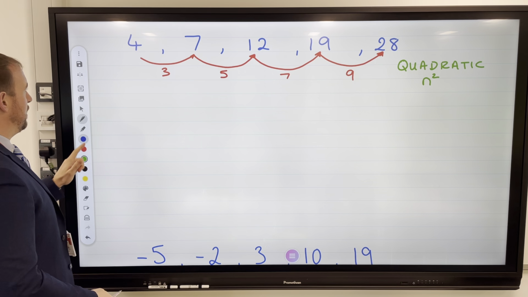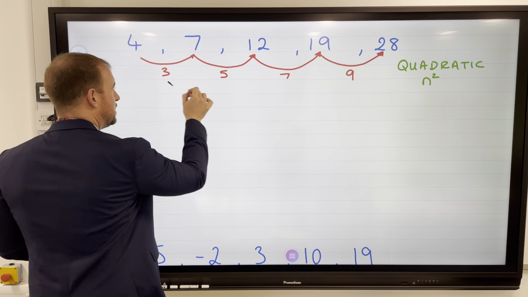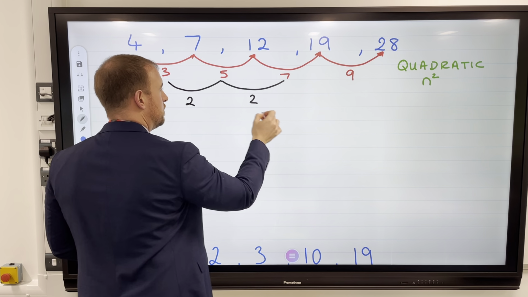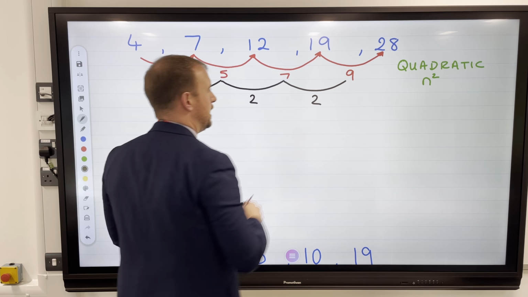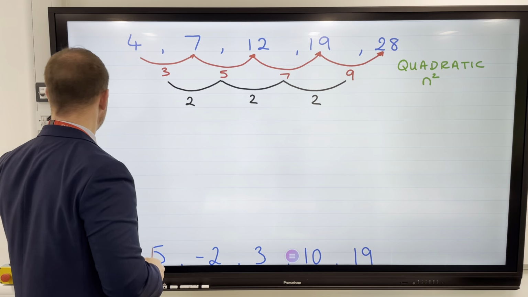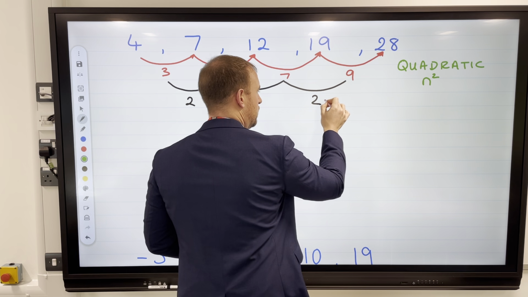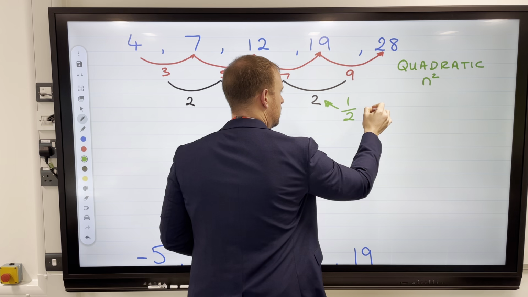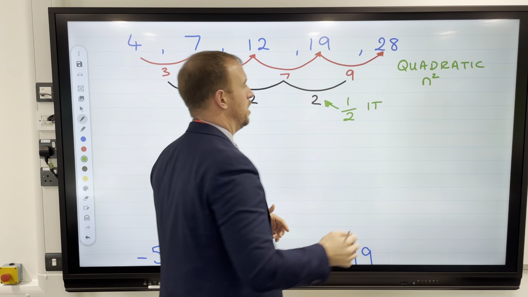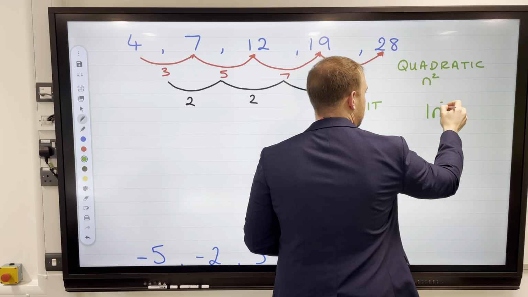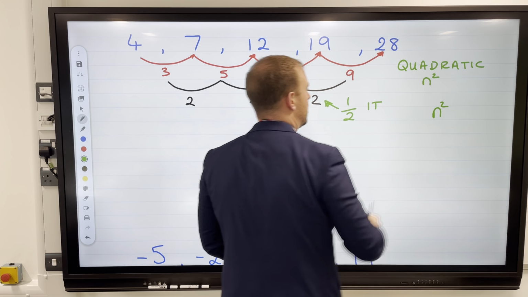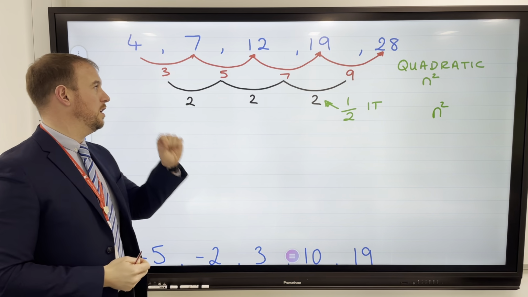So for that, we need to work out our second difference. So the second difference here is 2. Second difference here is 2. The second difference here is 2. Right, we now have a constant difference. Whatever this number is here, you must half it. Okay, half of 2 is 1. So therefore, we know we're going to be using 1n squared. However, we don't write the 1, we can use just n squared. So that's the first part of our sequence.